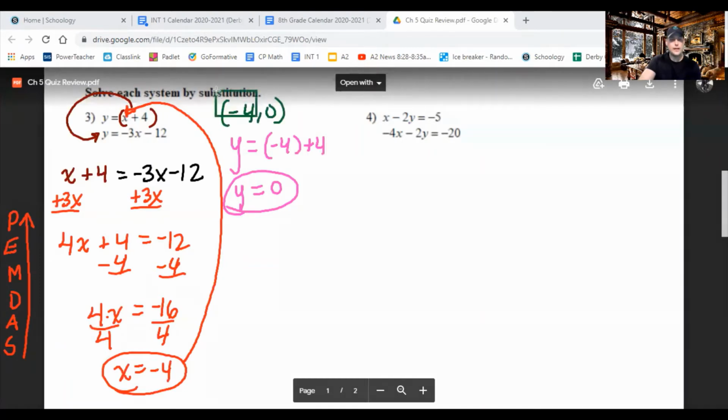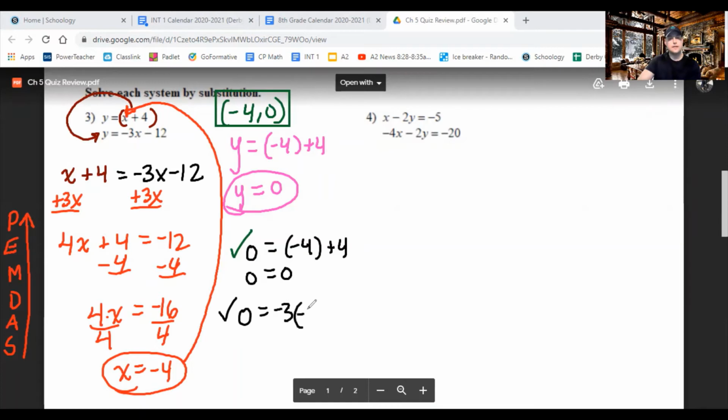But the only way to know for sure is to do a check. So we'll do a check. We'll start with the top original equation. Let's plug in negative 4 for x and 0 for y. So is 0 equal to negative 4 plus 4? Yes, that was quick. Let's do the second original equation. Is 0 equal to negative 3 times negative 4 minus 12? Well, that's positive 12 minus 12, and yes, that is also equal to 0. So negative 4, 0 is your solution.